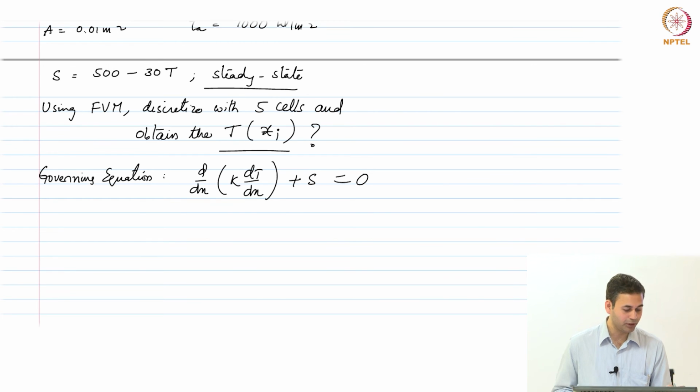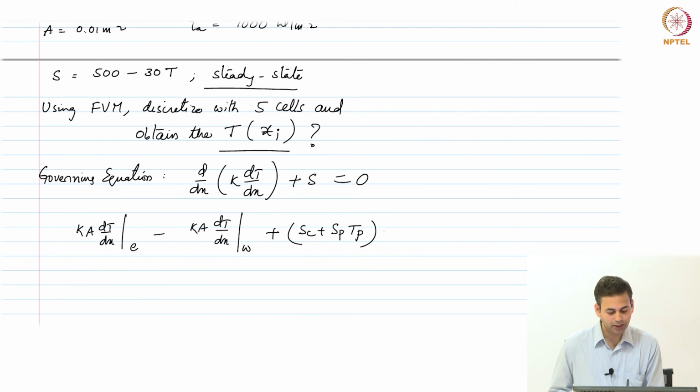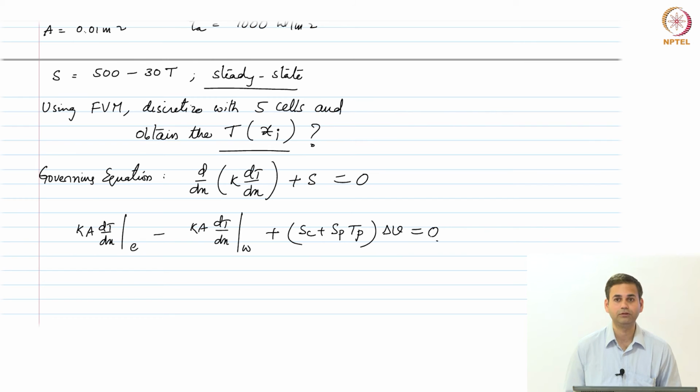Okay, and that, if you recall, would look like KA dT/dx on the east minus KA dT/dx on the west plus (Sc plus Sp Tp) times delta V equals 0. Okay, so this is basically all the things we have done at the beginning of the lecture, and we have arrived at this particular equation. Do you all agree? Okay, are there any mistakes in this? This equation looks fine. Okay, fine. So we have now reached this one.